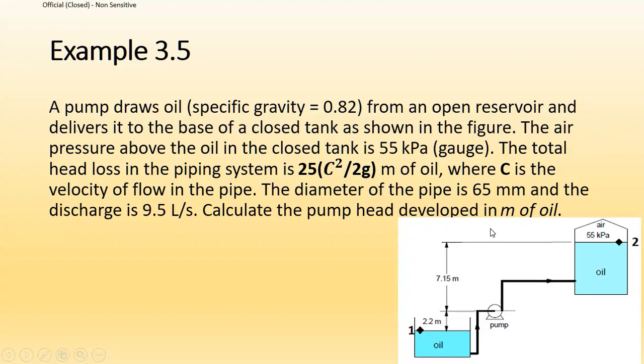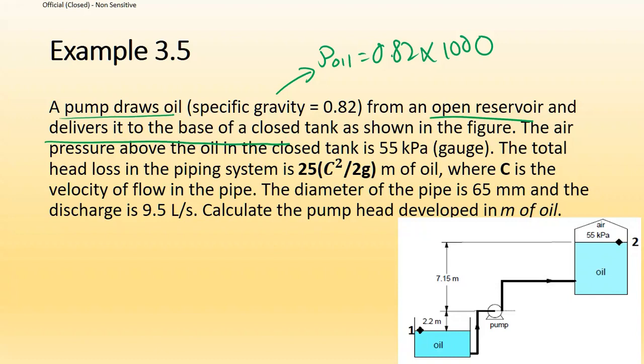Okay, the next example we have here is something that involves a pump. The pump draws oil, specific gravity 0.82, from an open reservoir. So if the specific gravity is 0.82, the density of oil is 0.82 times 1000. It delivers it to the base of the closed tank as shown in the figure. The air pressure above the oil in the closed tank is 55 kilopascal gauge. The total head loss of the system is 25 C squared over 2g.